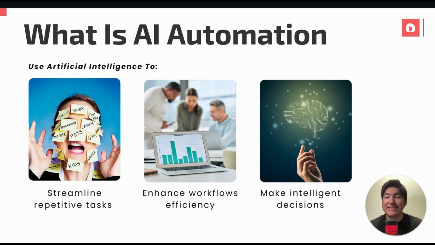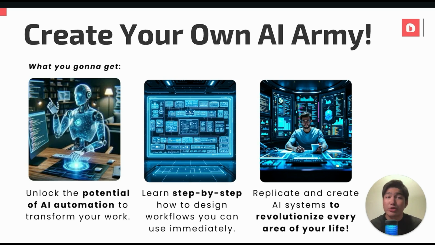And so, what is AI automation and why is it so important? AI automation essentially is the act of using artificial intelligence to streamline repetitive tasks, enhance workflow efficiency, and make intelligent decisions for us. So what this does is that it allows you to create your own AI army. And through this AI automation tutorial today, you're firstly going to learn how to unlock the potential of AI automation to transform your work by learning step by step on how to design AI automation workflows that are effective that you can use immediately. And lastly, to replicate and create AI systems to revolutionize every area of your life.